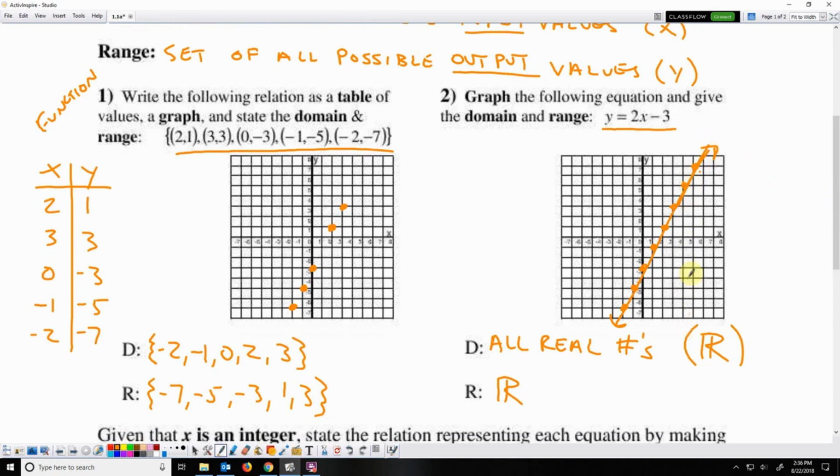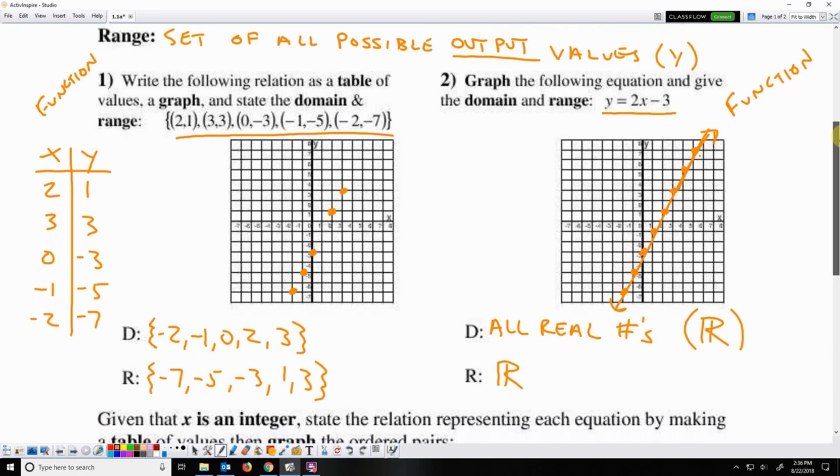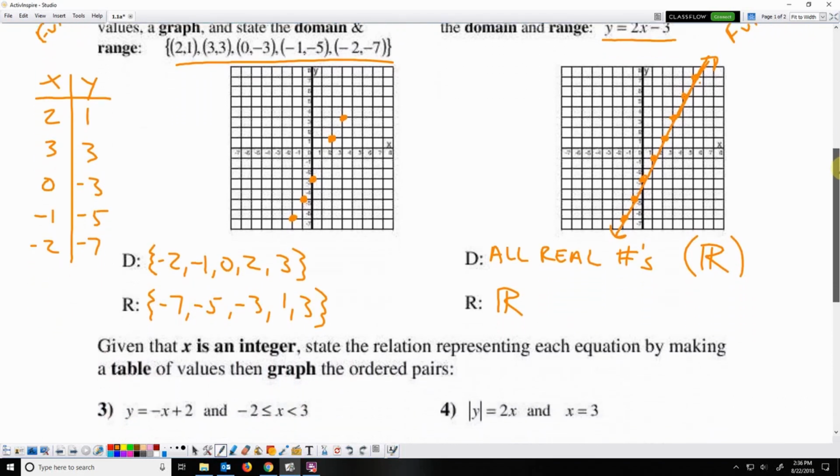There is no place where I could draw a vertical line that is going to touch this graph in 2 points. So number 2 is a function. Every x value has only one y value. Every input has only one output.